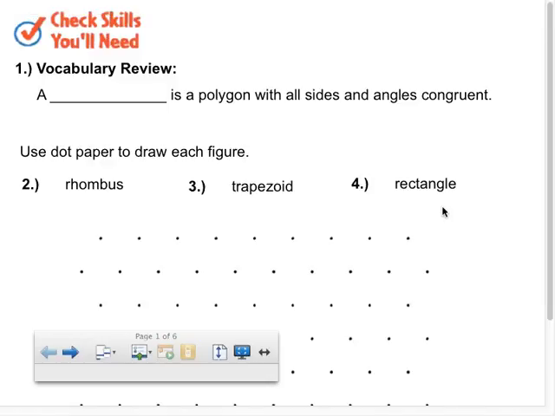Okay, so this is Unit 2, Lesson 9. Vocabulary review. A blank is a polygon with all sides and angles congruent. Yes? Square. Everybody's been saying square. A square is this type of polygon, but I need you to be more general. Unisa? Parallelogram. Nope, not every parallelogram has all the sides and angles congruent.